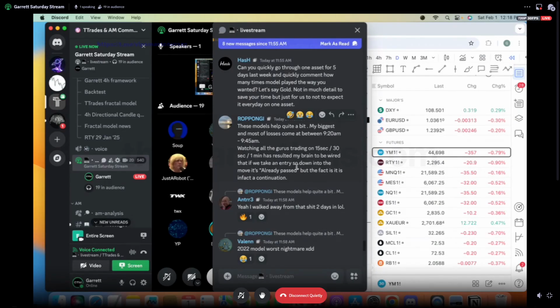These models helped quite a bit. My biggest and most losses come around 920. But I'd never trade before equities open. Wait for 930 at least. And then you're gonna wait for a close through on the 15-minute or 5-minute for continuation generally. Or you can just wait for 10 a.m. open. That's the easiest thing to do. It'll be covered in the course. Be very easy to refer to. But yeah, 30, 15-second stuff, that's all PS. Not ideal.